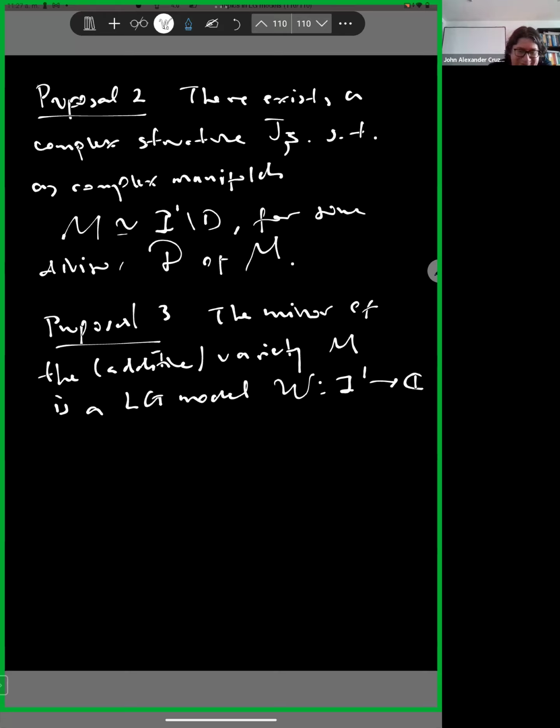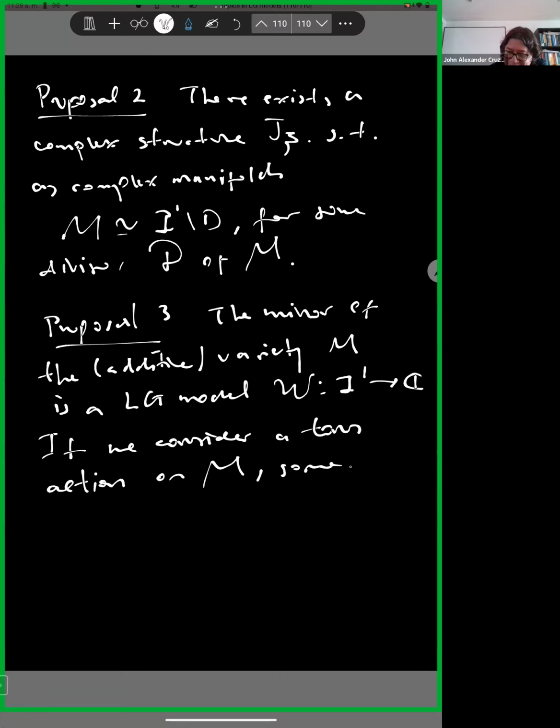That's what I want to propose. But then I want to also incorporate the torus action. I want to enhance the picture. So consider a torus action on M, a certain torus action, right? Some extra terms, in the notation of the language we used in the previous lecture. So twisted masses, I think, should be added.